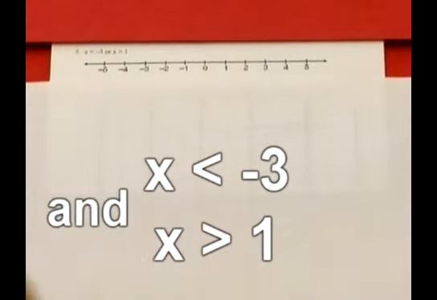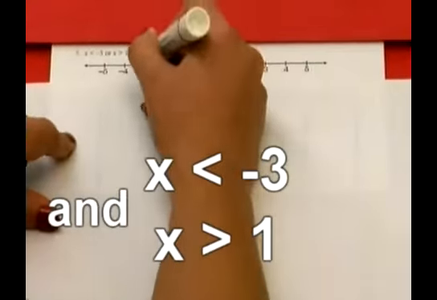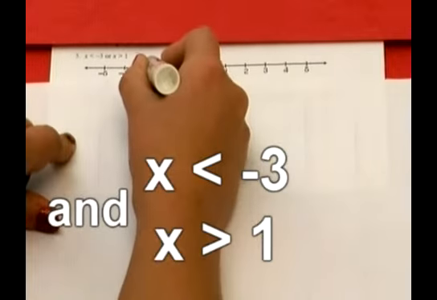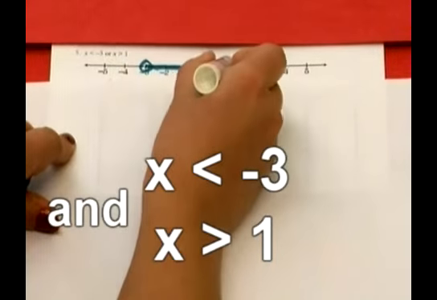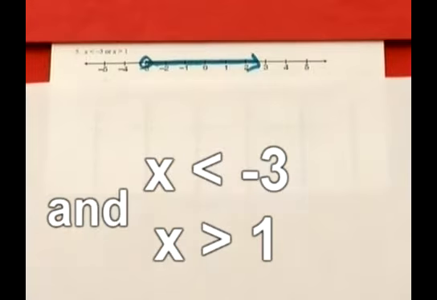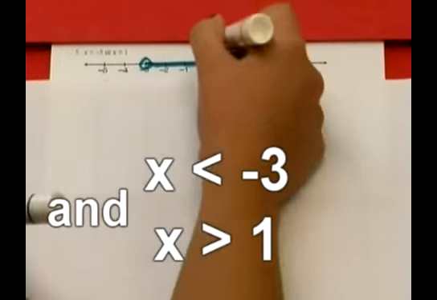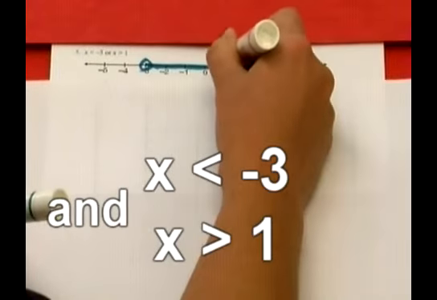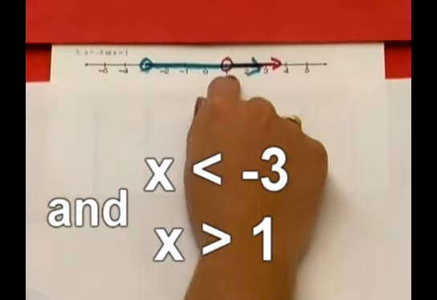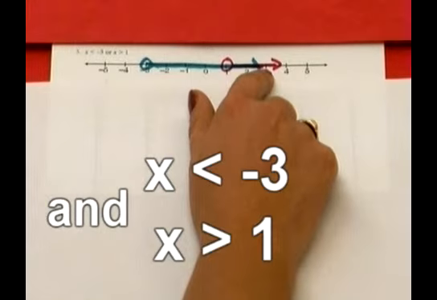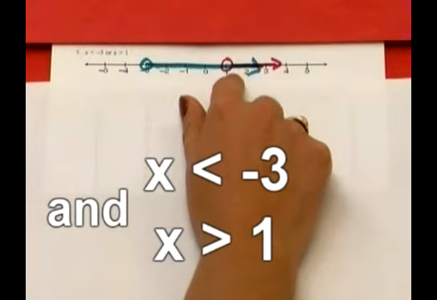X is greater than -3, so I'm going to graph that. It's greater than -3, and we have that x is greater than 1. So our solution for this system of equations is where our graphs overlap, which is anything greater than the number 1.